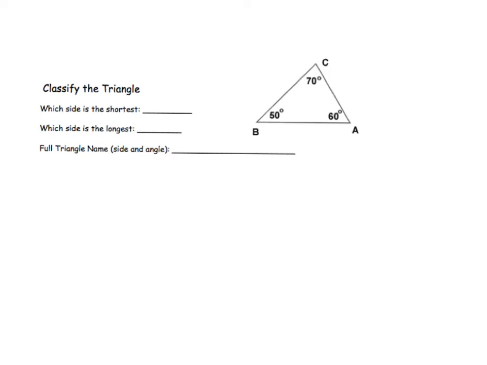All right, classifying the side. Which side is the shortest? Now, there's going to be a relationship. The smallest angle, which is 50 degrees in this picture, will be across from the shortest side. So that would mean that we would infer that the biggest angle, 70 degrees, is going to be across from the longest side. So the side that's the shortest is segment CA, and the side that is the longest is segment BA.